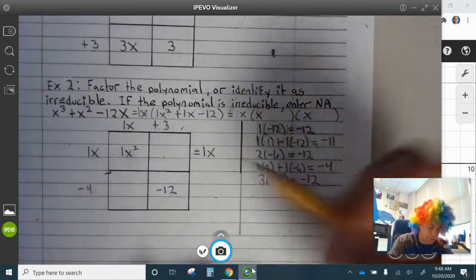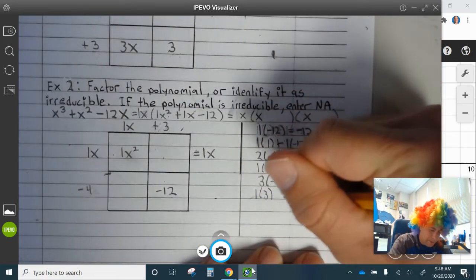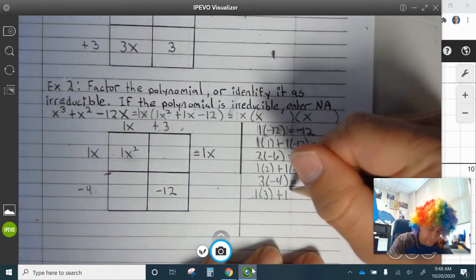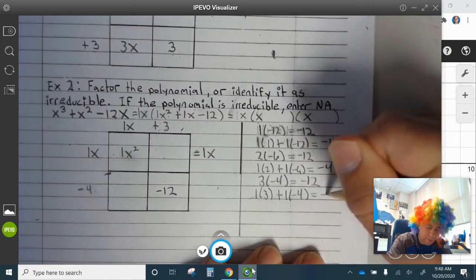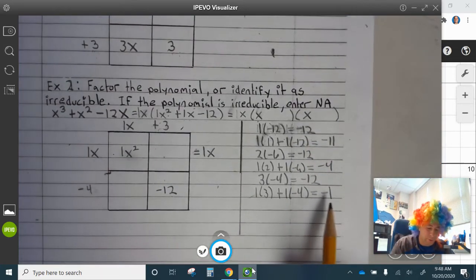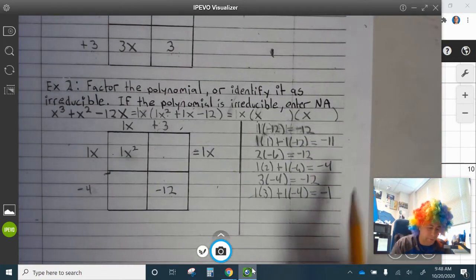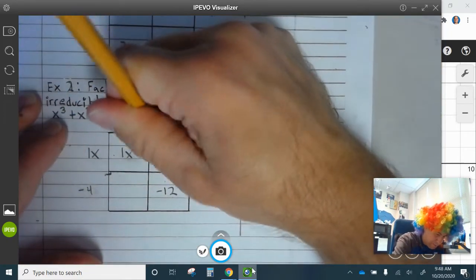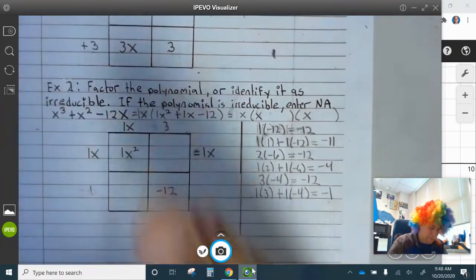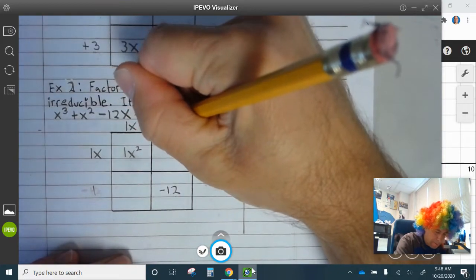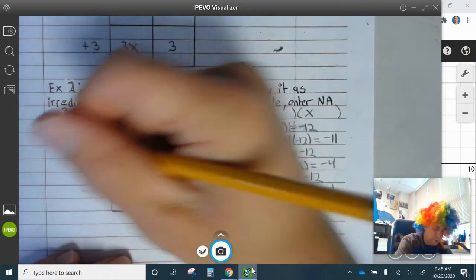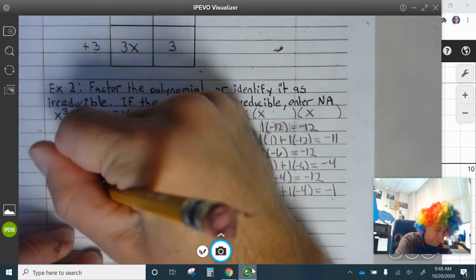But now let's do 1 times 3 plus 1 times negative 4. Well, that equals negative 1. So we have the 1, but the sign's wrong. So that's simple. We just change this to a minus 3. So x minus 3 and x plus 4.